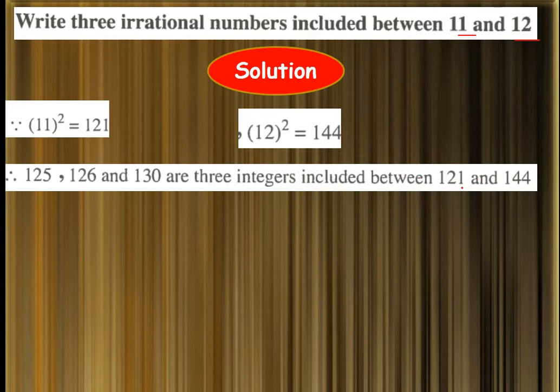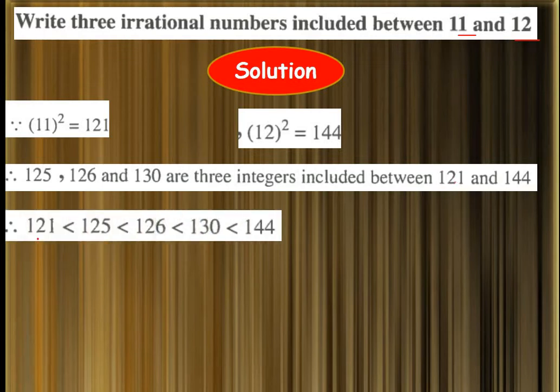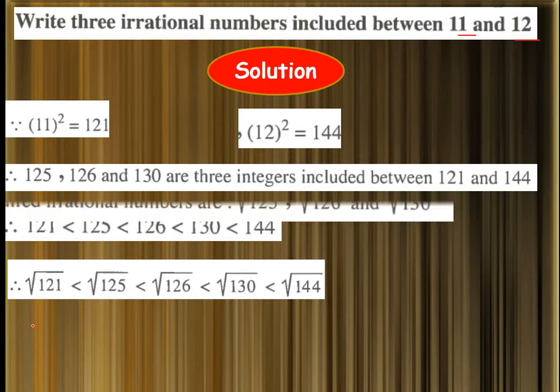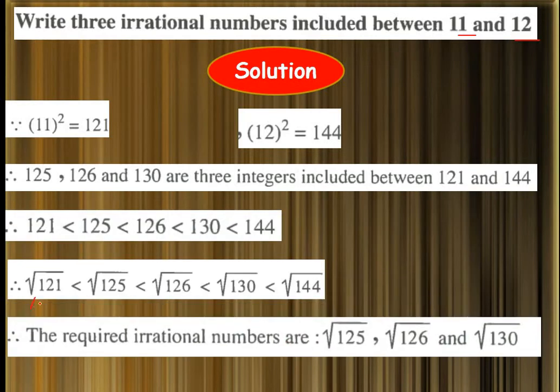You need what? You need 11 or 121? No, we need 11. We write it like this and take the root for all numbers. Root 121 will be 11. Root 144 will be 12. Root 125, it doesn't simplify. 126, doesn't simplify. 130, no. So the irrational numbers between 11 and 12 are root 125, root 126 and root 130.